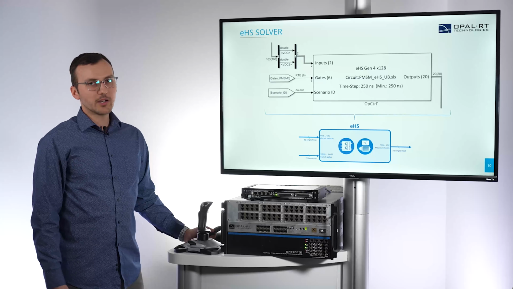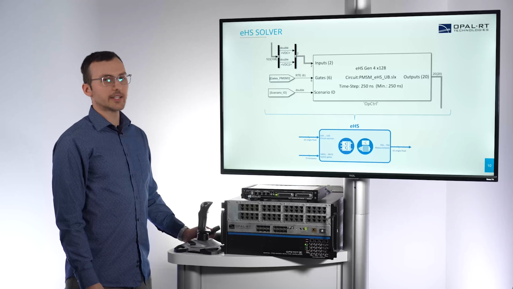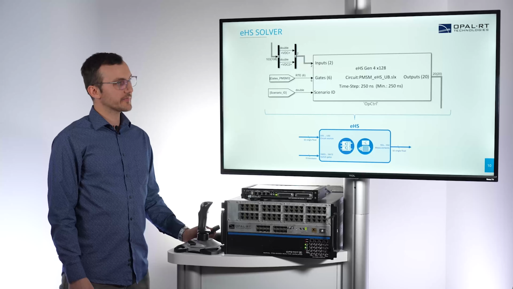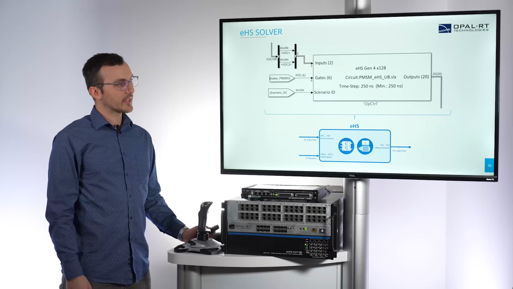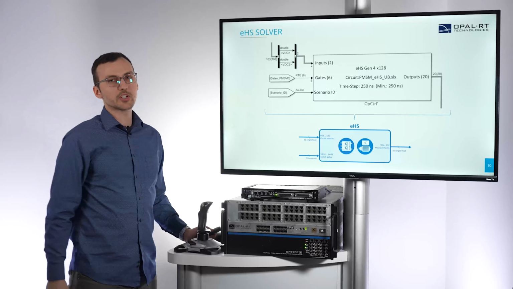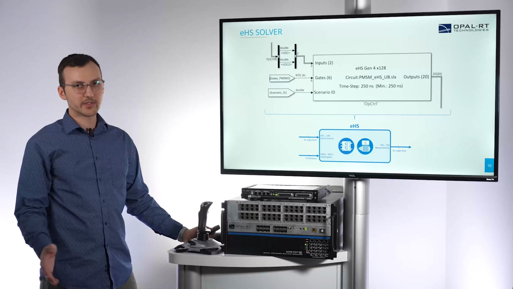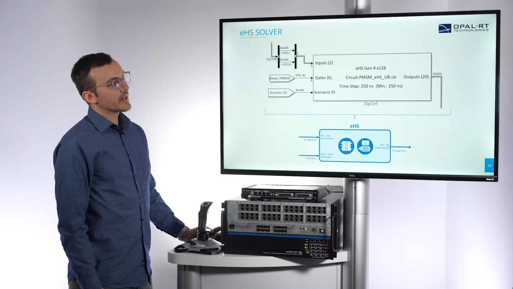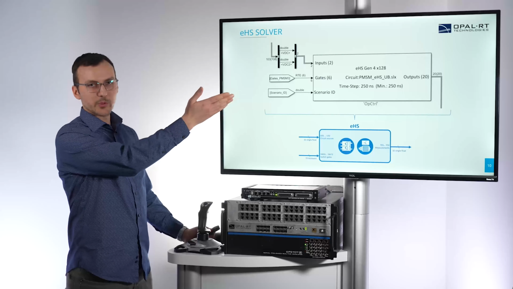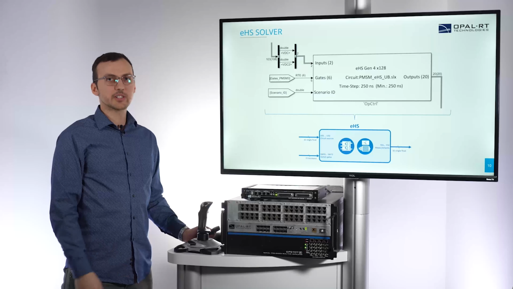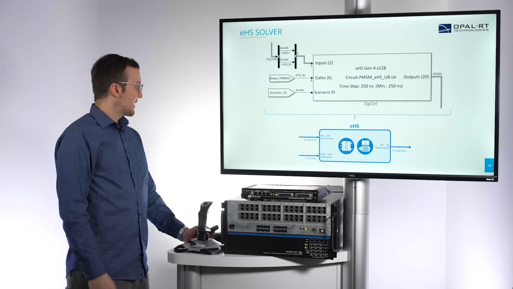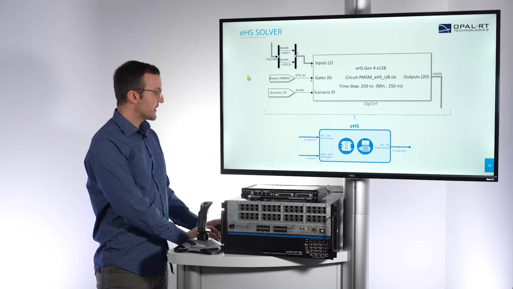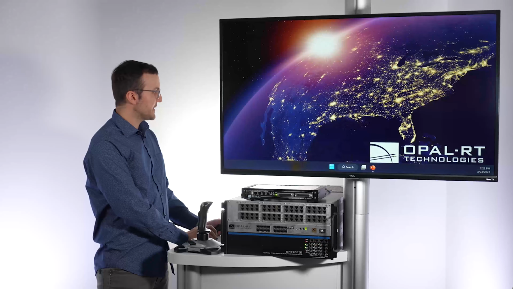The EHS block takes in DC link to power on the inverters. It also takes in some gate signals. This is used to control the inverter switches, and a scenario ID, which allows us to simulate faults. We'll get to that in a second. What is also interesting is that we have some outputs. Those, again, as we mentioned earlier, are some phase voltages, phase currents, and motor position. Here, we can take a look at the live demo of what this would look like.